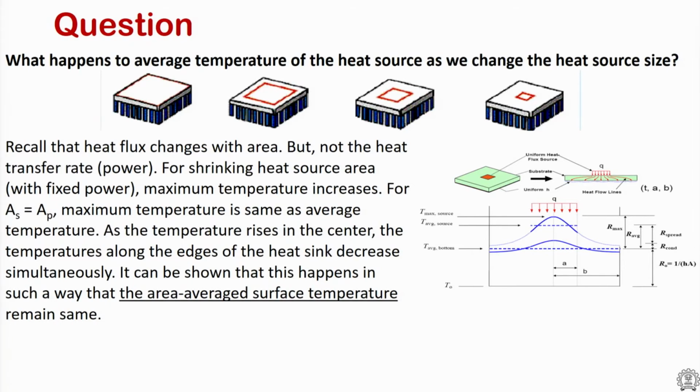So one last question: what happens to the average temperature of the heat source as we change the size of the heat source? You can see there is a series of images from left to right. In the first, the heat source size is the same as the heat sink size, but the heat source size shrinks as we go from left to right. The average temperature does not change in any of these. The only change from left to right is that the peak temperature increases. The average temperature of the heat source does not change in any of these situations.